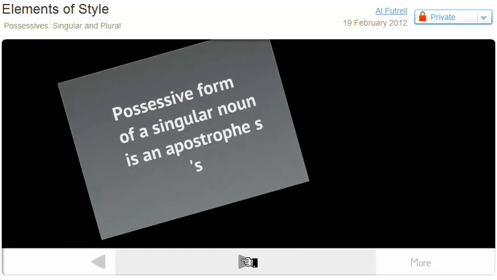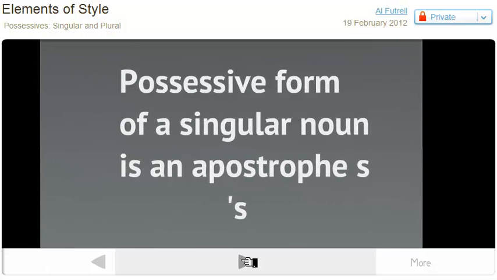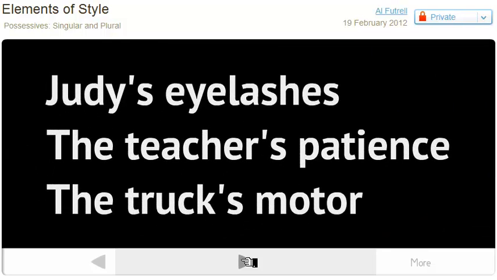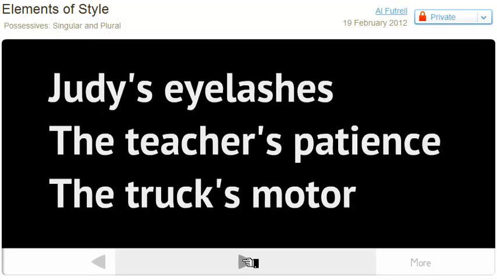First, for the singulars. The possessive form of a singular noun is an apostrophe S. Simple. Judy's eyelashes, the teacher's patience, the truck's motor. Notice it's a singular noun, Judy, apostrophe S. Singular noun, teacher, apostrophe S. Singular noun, truck, apostrophe S. Couldn't be any simpler. Apostrophe S for singular possessive.